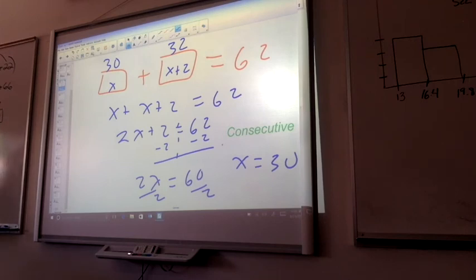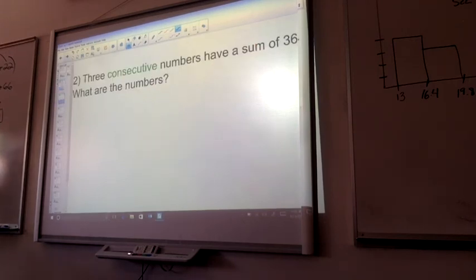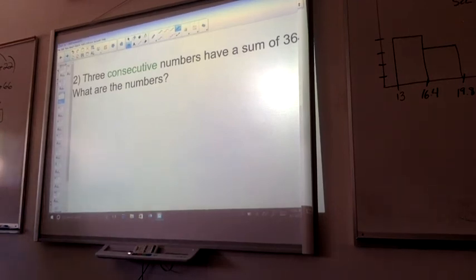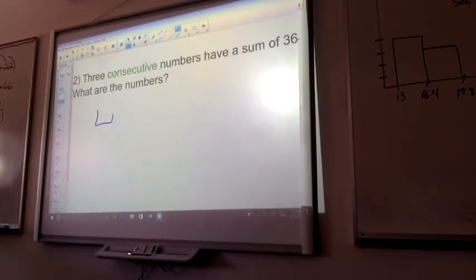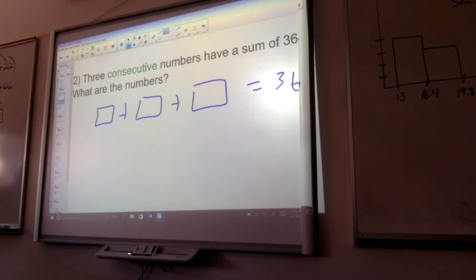Ready? Here we go. Next one says 3 consecutive numbers. Does it say consecutive even or consecutive odd? No, it's all. So 3 consecutive numbers, 3 numbers in a row, have a sum of 36. Okay, so consecutive numbers, we're not skipping by 2 because they're not even anymore. So I have x. What would the next number be to get to the next consecutive? x plus 1 and x plus 2. So we can grab our boxes.